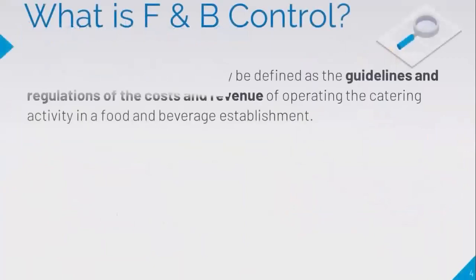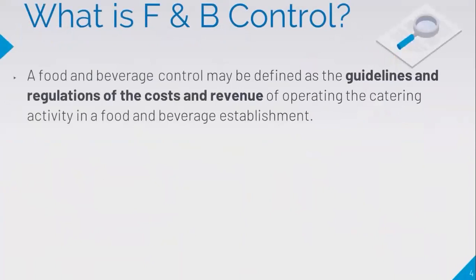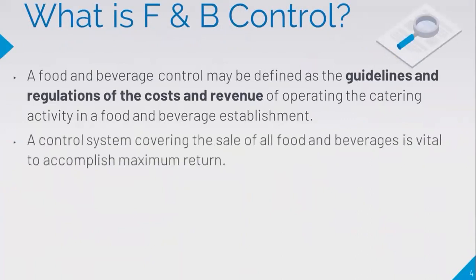So what is F&B control? Food and beverage control may be defined as the guidelines and regulations of the cost and revenue of operating the catering activity in a food and beverage establishment. A control system covering the sale of all food and beverages is vital to accomplish maximum return.